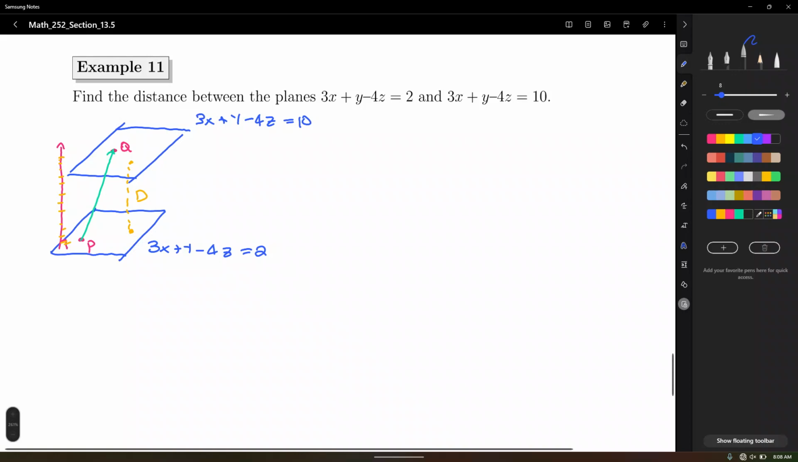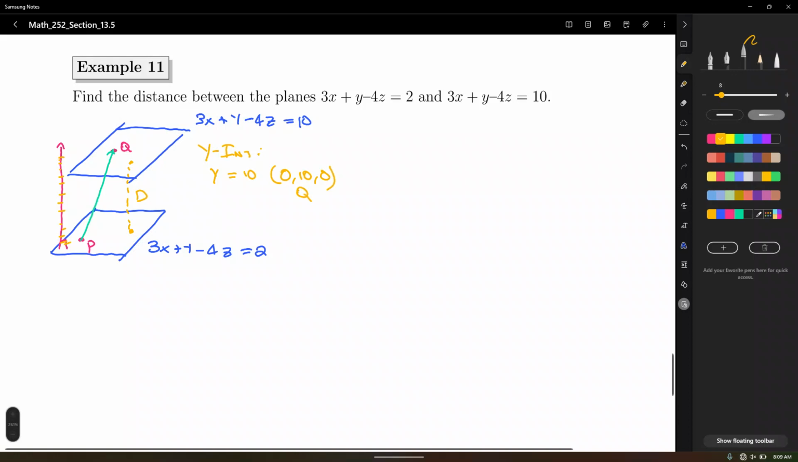So what is an alternative to make this easier and quicker? An intercept, right? So let's look at the equations. What intercept do you think is the easiest for the plane at the top? The y-intercept, right? So using the y-intercept, that'll be y equals 10. That means the point 0, 10, 0. All right? So that's going to be our point Q.